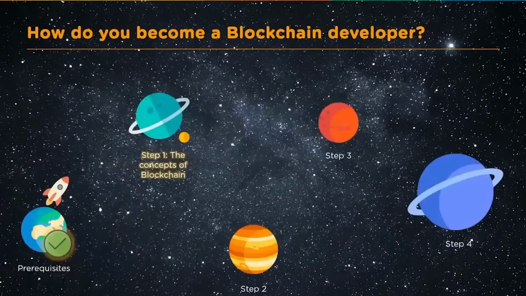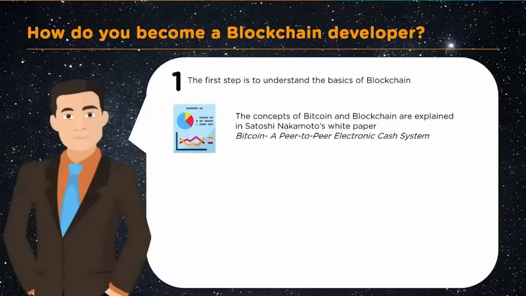The first step is to understand the concepts of blockchain. Now, Satoshi Nakamoto's white paper, "Bitcoin: A Peer-to-Peer Electronic Cash System," gives a detailed account of how Bitcoin works and introduces us to the concept of blockchain. So if you want to learn firsthand how blockchain works from the creator of Bitcoin himself, I would suggest you go to Satoshi Nakamoto's paper.